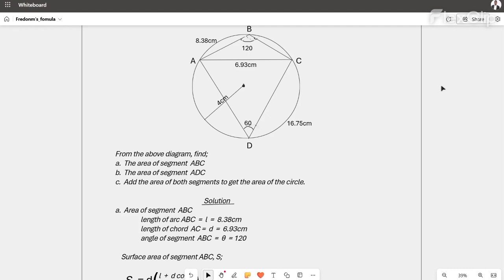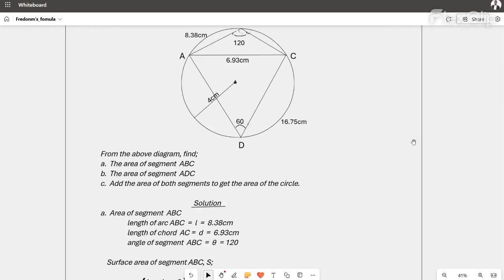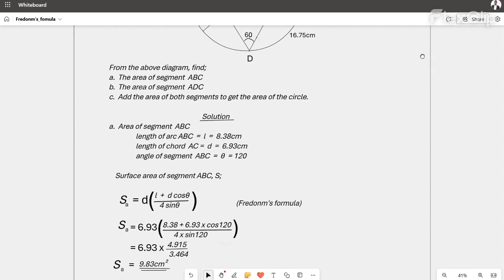Instead, I will introduce a new formula to you that we will use to solve this problem and calculate the area of this minor segment, which works like magic. Okay, and this is what the formula looks like.